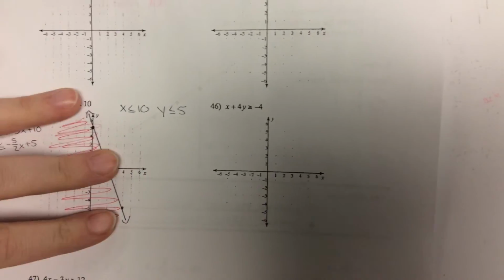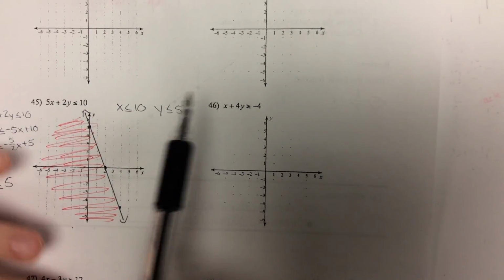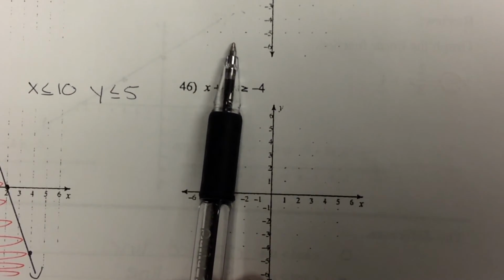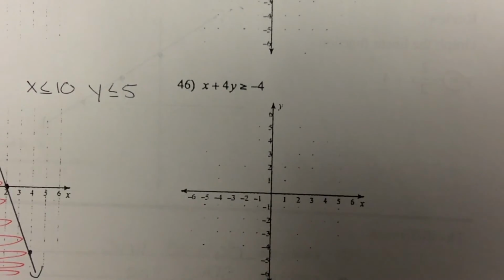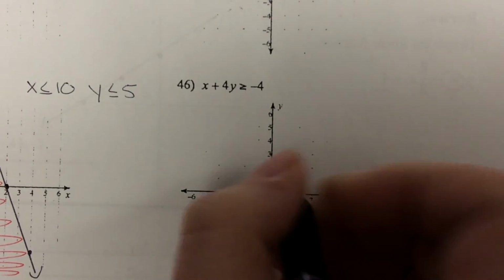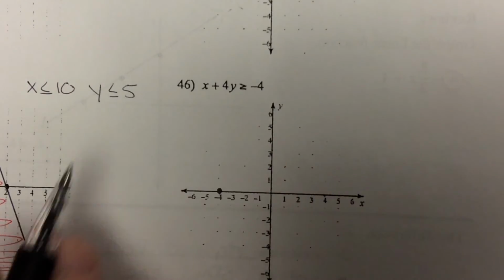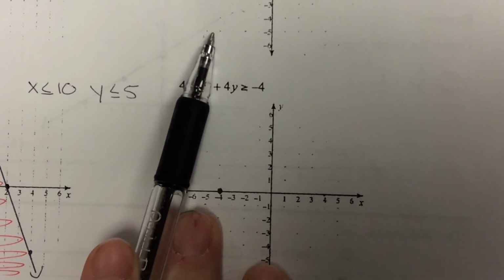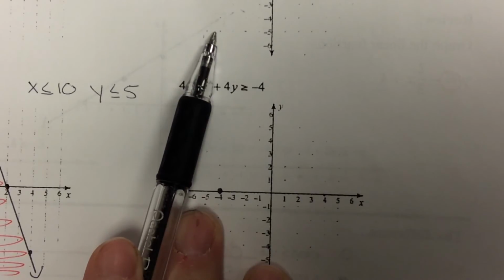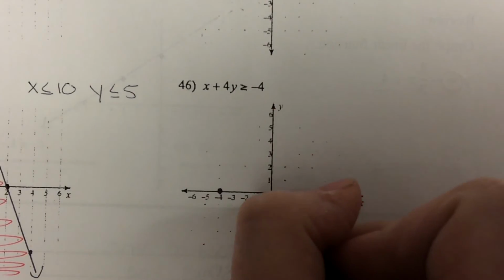46. Let's go over here. This one, looking at the numbers, is going to be really easy to do using the hideaway method. So real quick, let's hide the y stuff. We get x is greater than or equal to -4. So we're at x, at -4, I'm sorry. Make a point at -4. And to solve for y, we have 4y is greater than or equal to -4. Divide by 4, and you get y is greater than or equal to -1. So -1 on the y-axis.